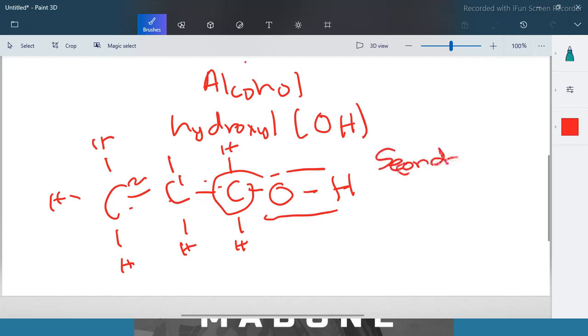This man only has two wives. This is the man of the house. We want to know how many wives he has. He has two wives. That means it's a secondary alcohol. But if there were three other carbons, it means that it was going to be a tertiary.